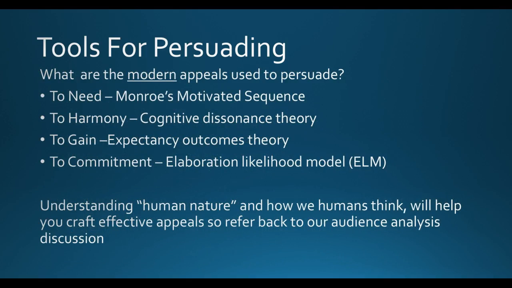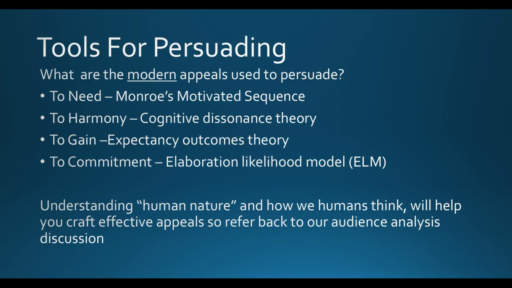So we also have more modern appeals that we can use to persuade. And there are four in specific. The first one is we would be appealing to need, and we'll take a look at that in more depth in a second. To harmony, the people's desire to feel harmonious and at peace mentally and emotionally. To gain, and then also finally to commitment.